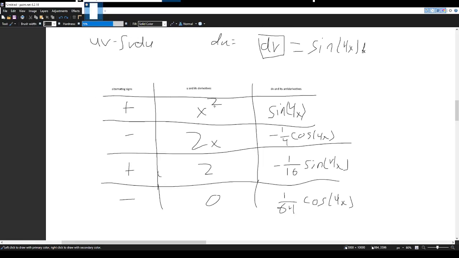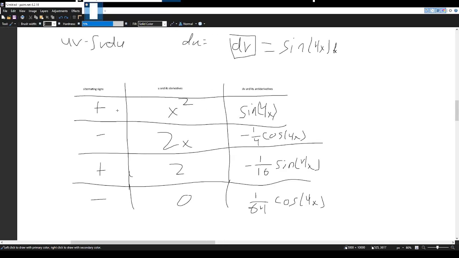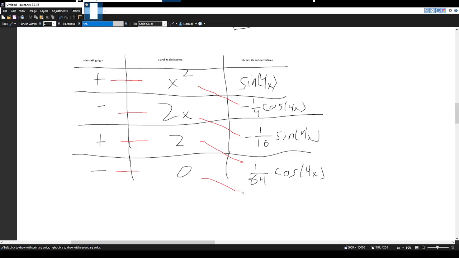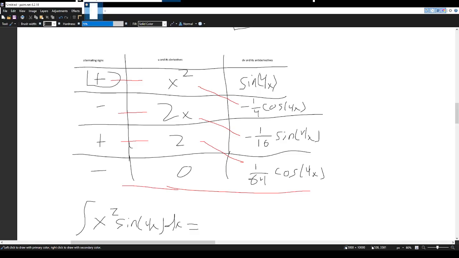So now what you do is this actually tells you the terms. Let me do red. You're going to go across and then diagonal, across, diagonal, across, diagonal, and then across diagonal. But we don't need this term because this is 0. So we can stop right here, basically. So what do I mean by that? Well, these tell us the terms. Remember the original thing was x squared sine 4x dx. So now we can say this equals, the first term will be this times this times this times this.